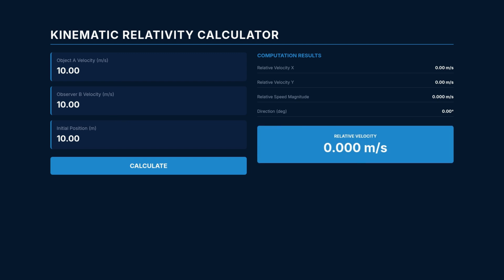This zero value makes perfect sense because when both objects move at identical velocities in the same direction, there's no relative motion between them.